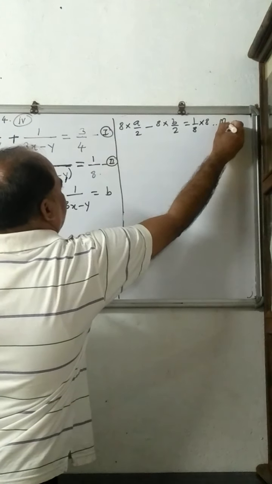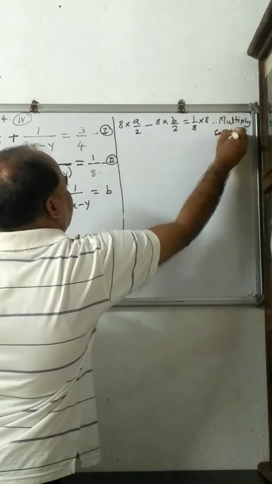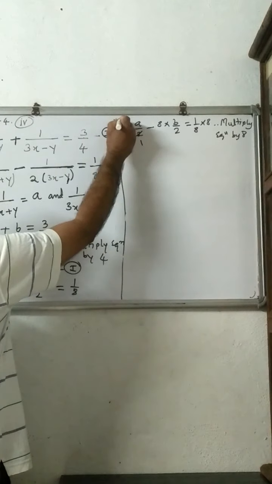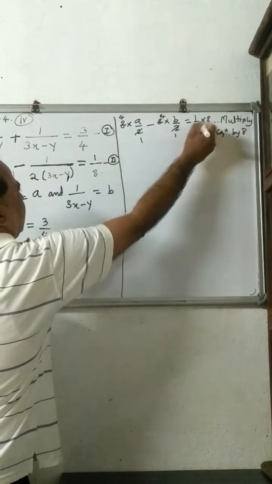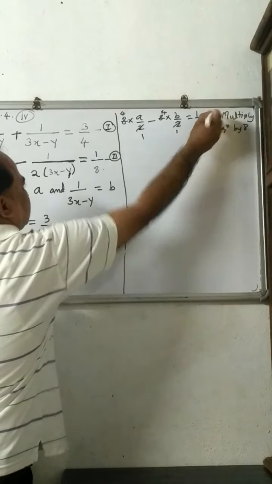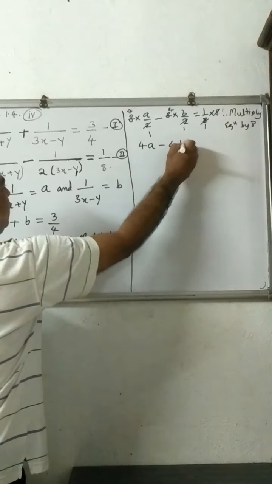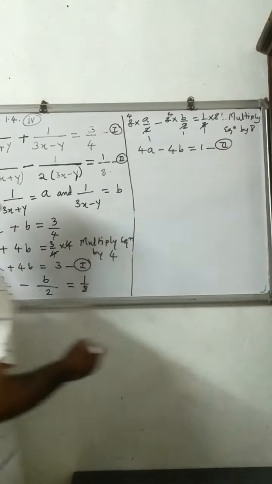So here multiply the equation by 8. You will get 2 1s are 2, 4s are 8. Here also 2 1s are 2, 4s are 8. 8 1s are 8. So 4a minus 4b is equal to 1. This is equation number 2.